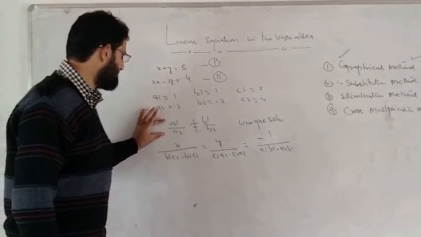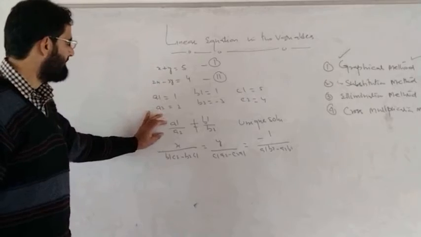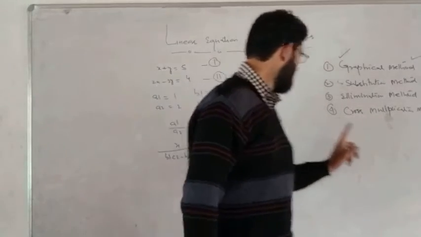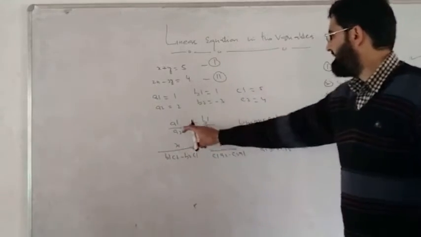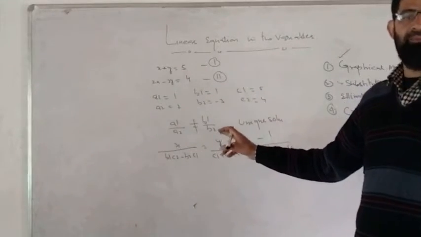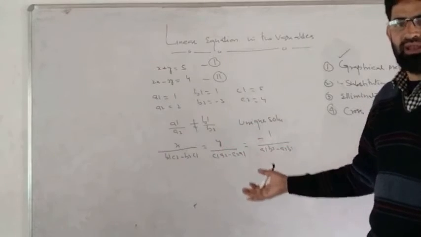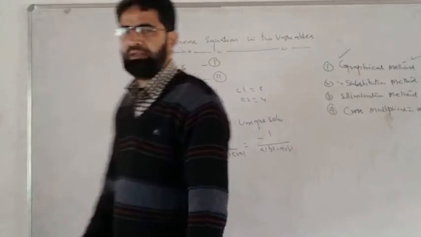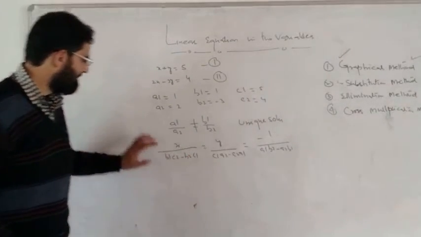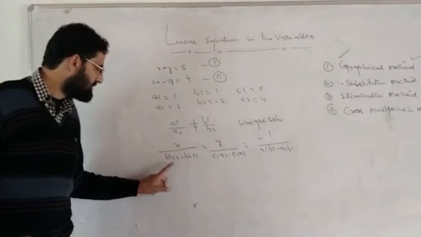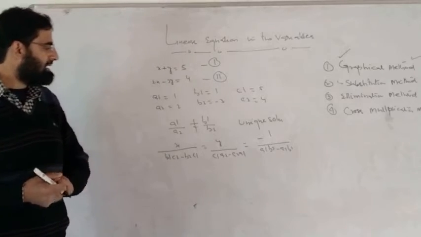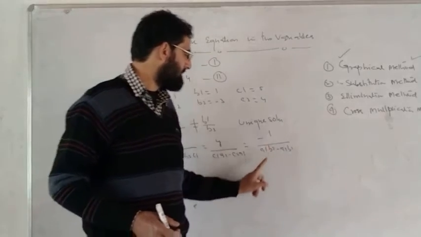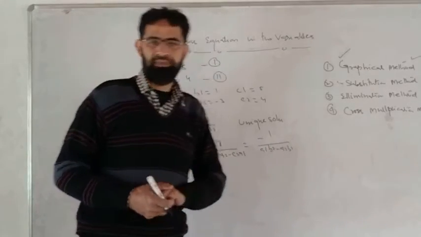So first of all, you will check whether the system has a unique solution. You will check whether a1 by a2 is not equal to b1 by b2. If this happens, obviously the system has a unique solution. And when there is a unique solution, you have to find it by applying the cross multiplication method. And this is the formula for that: x divided by (b1 c2 minus b2 c1) is equal to y divided by (c1 a2 minus c2 a1) is equal to minus 1 divided by (a1 b2 minus a2 b1).